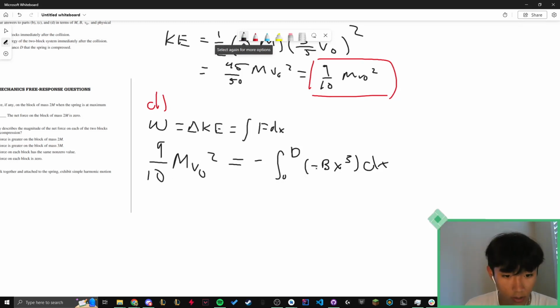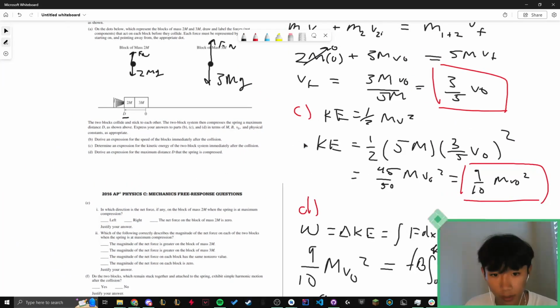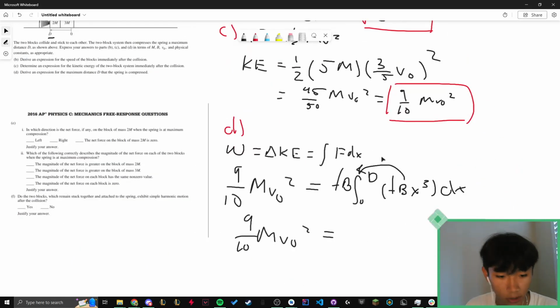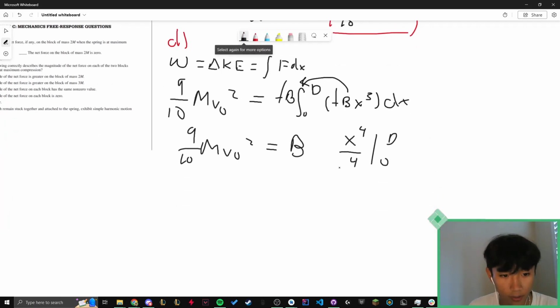So now cancel these negatives out and we integrate 9 over 10 mv0 squared, which is equal to, we can just take out this b because it's a positive constant, as mentioned up here. I believe b is a positive constant. So then you just take out the constant, x to the 4th divided by 4 from 0 to d. And then we just solve. So that'd be 9 over 10 mv0 squared.